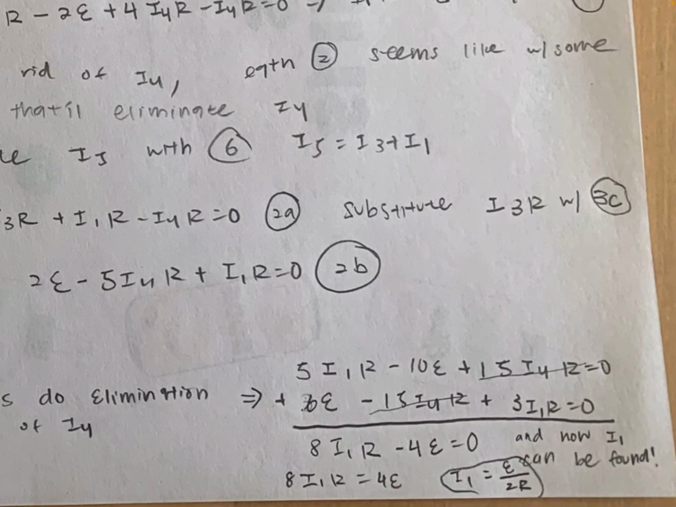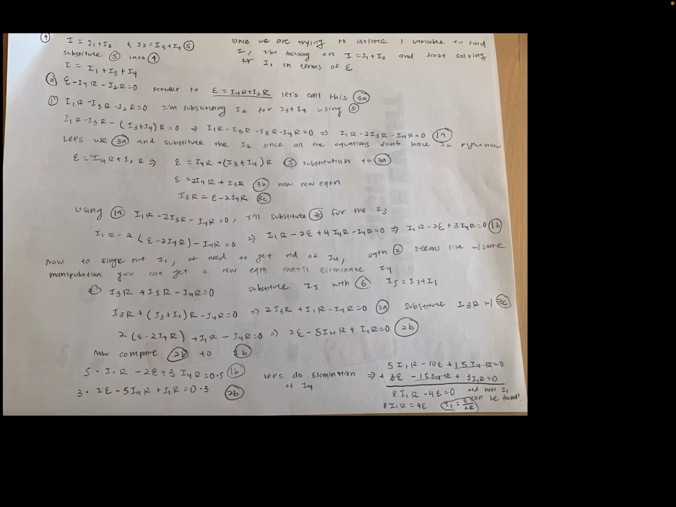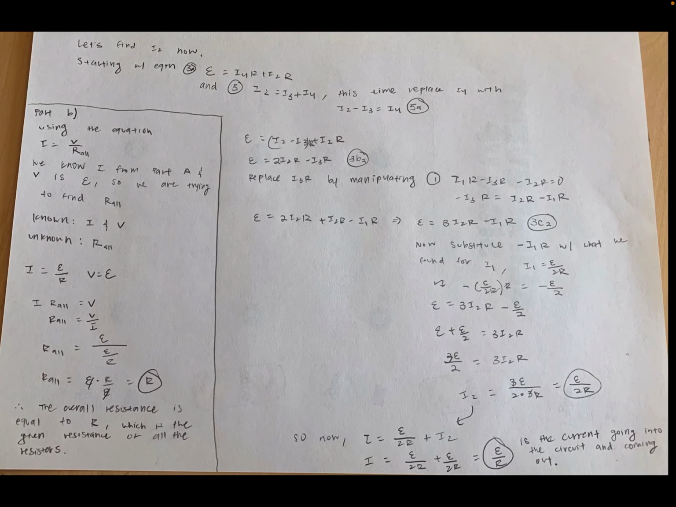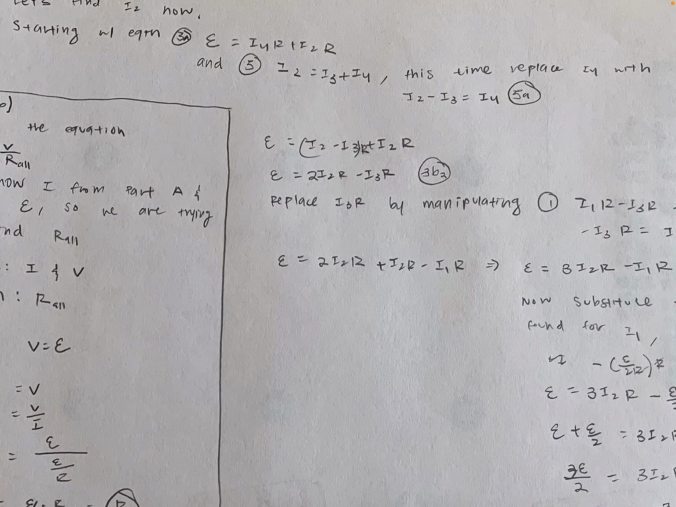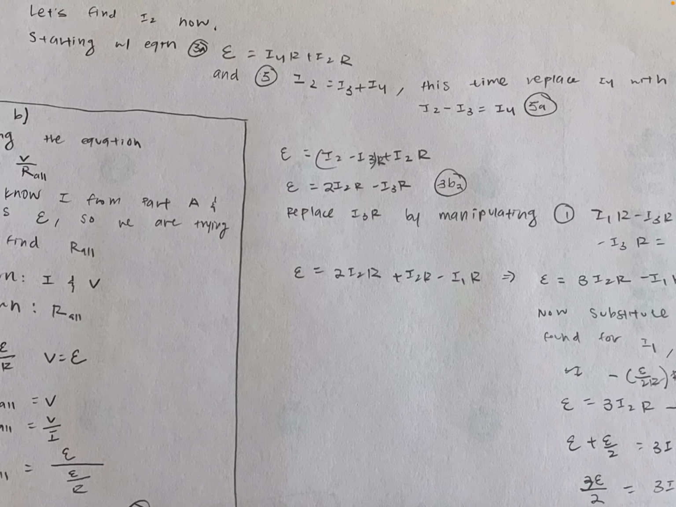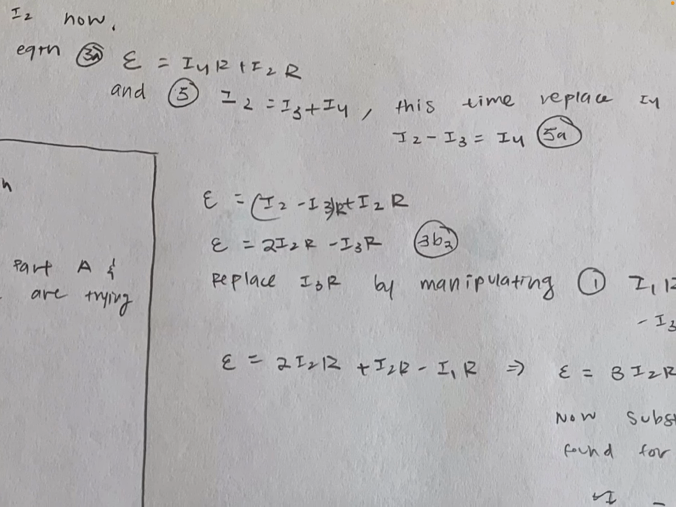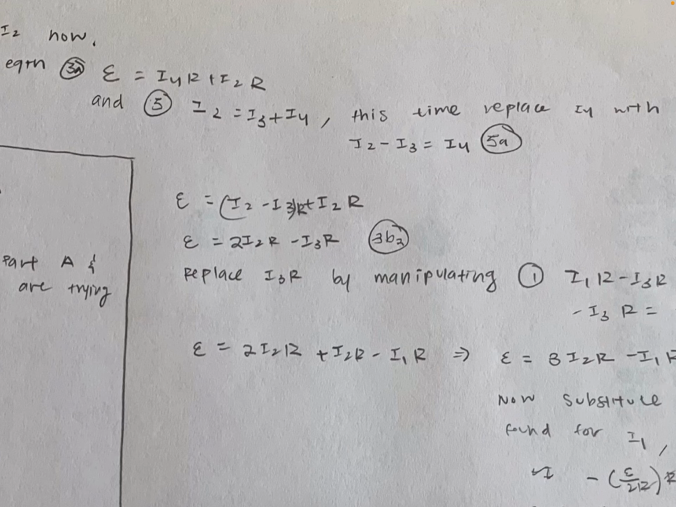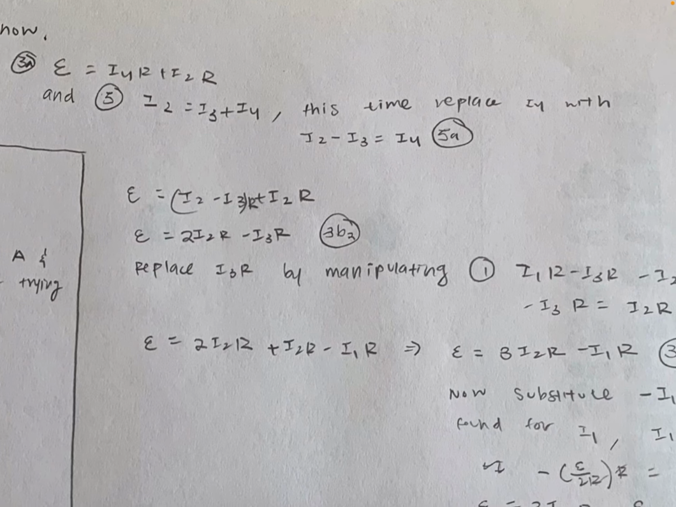So here I did elimination, and then you get 8I1R minus 4E equals 0. And now you can find I1 in terms of E and R, which is I1 equals E over 2R. So now we found I1. And since we found I1 and I is equal to I1 plus I2, we just need to find I2 now. So I start with equation 3a, which is E equals I4R plus I2R. This was the manipulated equation of number 3. And now I substitute again equation 5, I2 equals I3 plus I4, into I2.